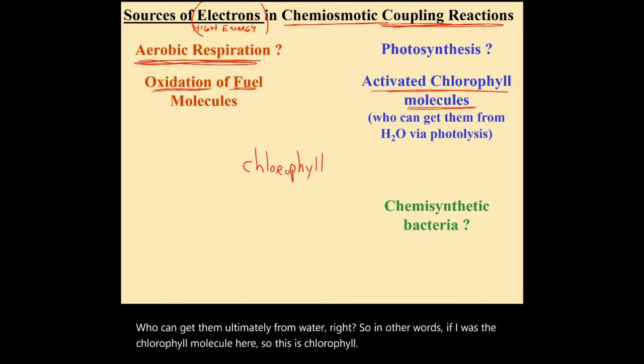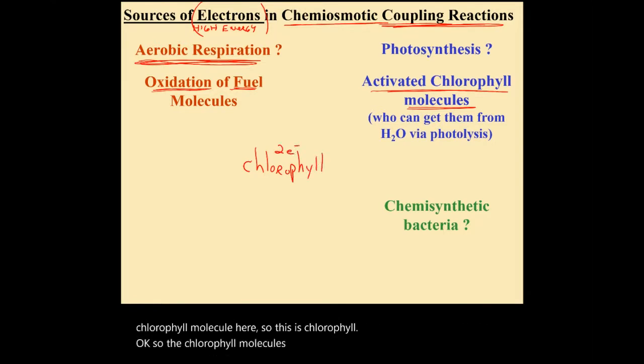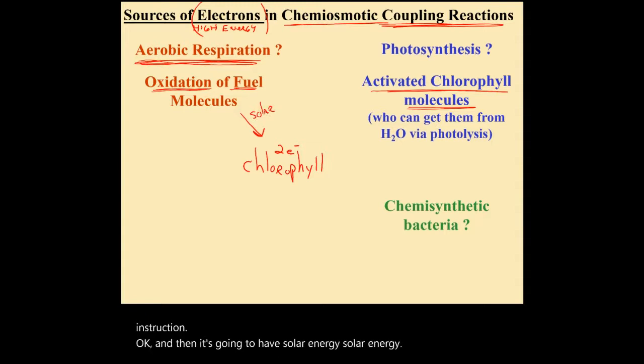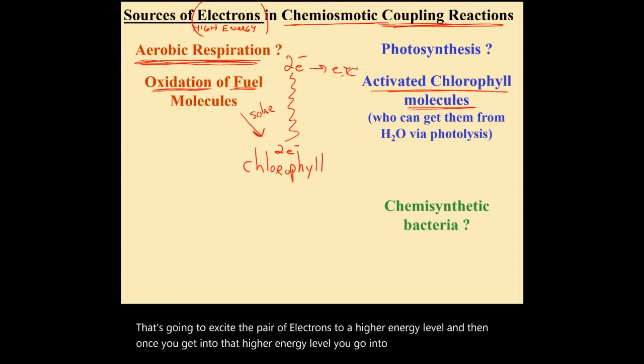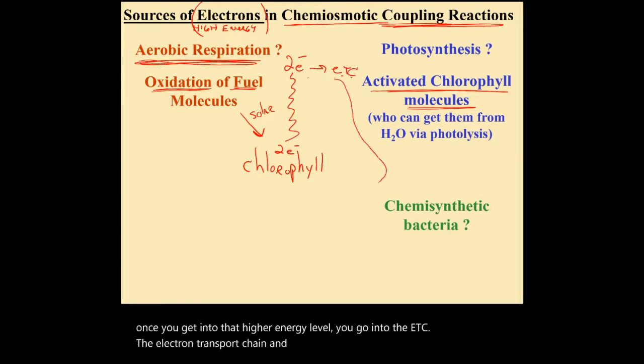Okay, so the chlorophyll molecule is going to have a pair of electrons in its structure, okay? And then it's going to have solar energy that's going to excite the pair of electrons to a higher energy level. And then once you get into that higher energy level, you go into the ETC, the electron transport chain. And then what? The energy gets released and it can come right back.